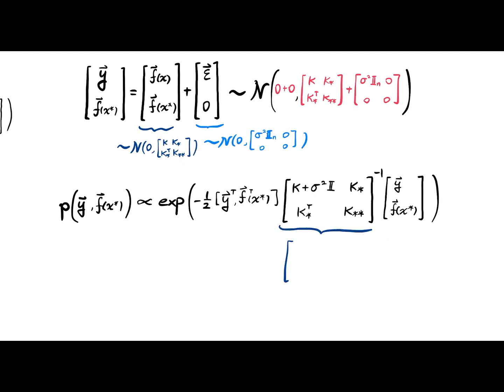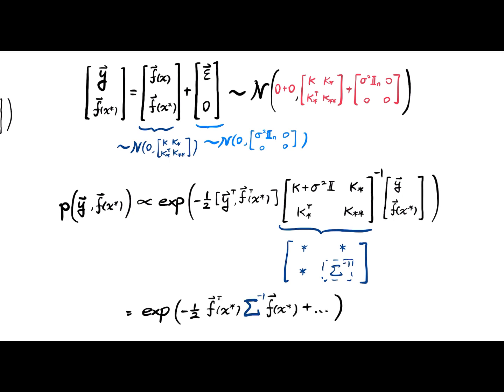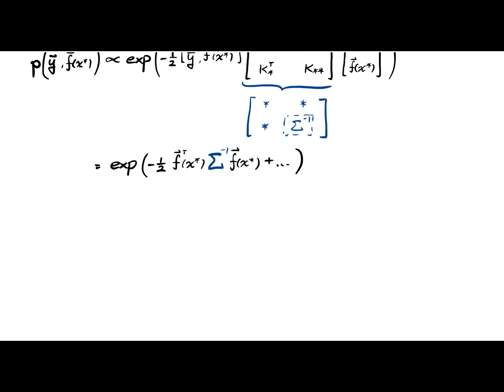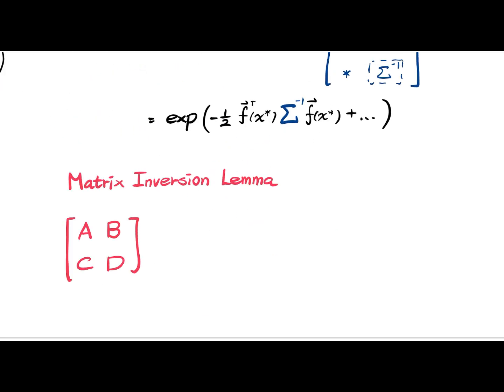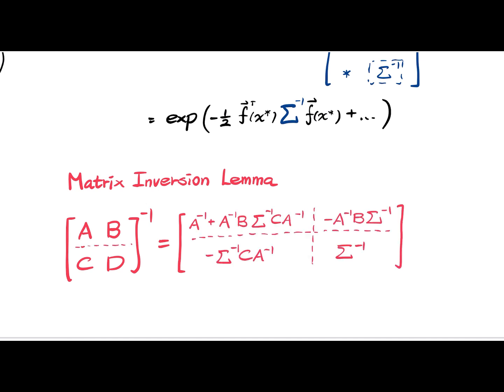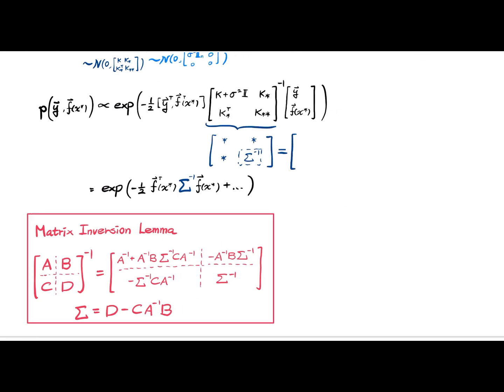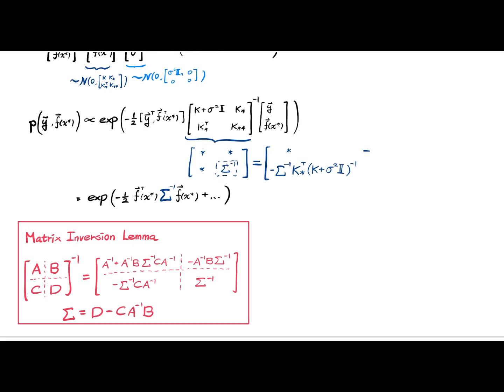Next, we know that the exponent is a quadratic equation in f of x star i's. It is required that we have an explicit form to the lower right block of the inverse of the covariance matrix. It is, however, mingled with the other blocks. Luckily, we have the famous matrix inversion lemma at our disposal. Plugging the terms of our covariance matrix into the lemma, we have the exponent written as such.